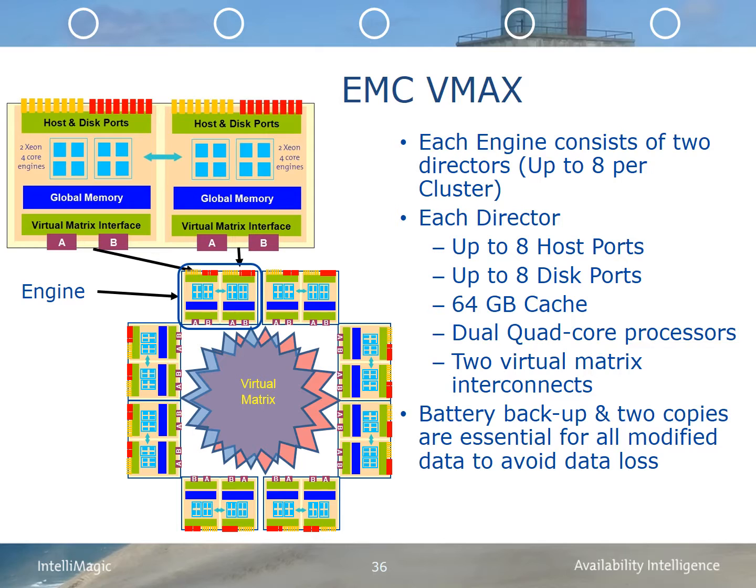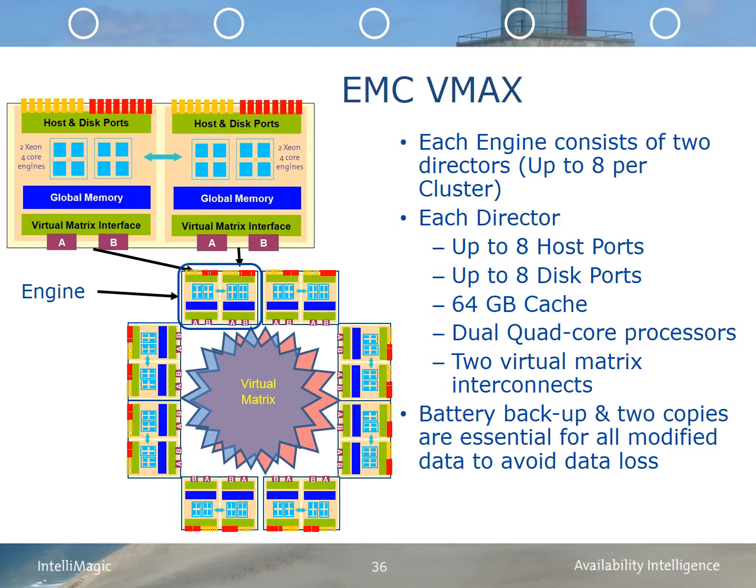The VMAX architecture from EMC is slightly different than the IBM DS8000 or HDS G1000. The way that it differs is it uses a horizontal clustering technique whereby you can attach up to 8 engines that consist of 2 directors each. Within each director, there's 8 host ports, 8 disk ports, 64 gigs of cache, and dual quad-core processors that are connected together via 2 virtual matrix interconnects.